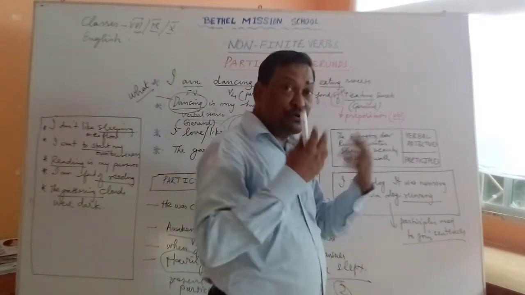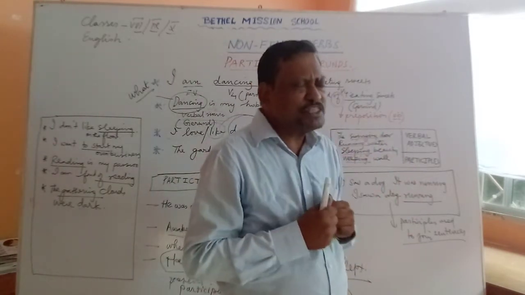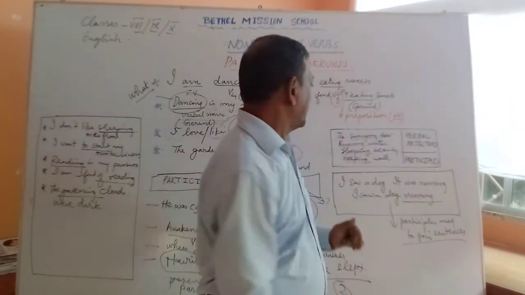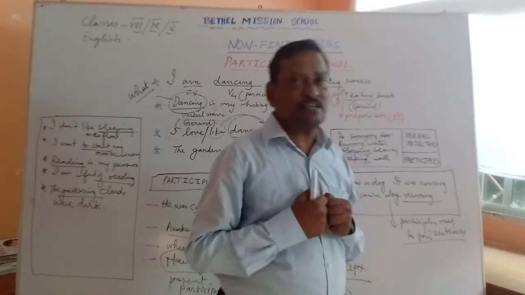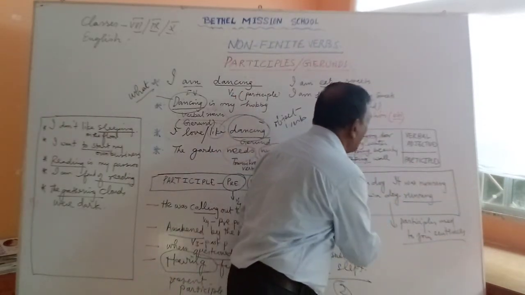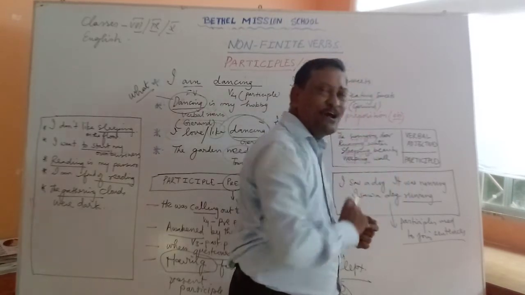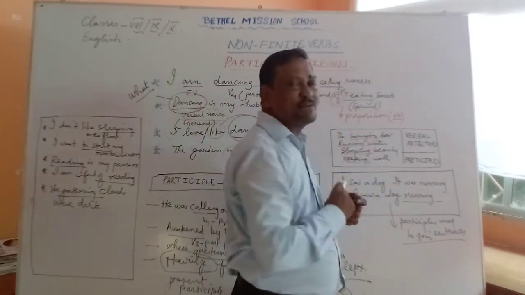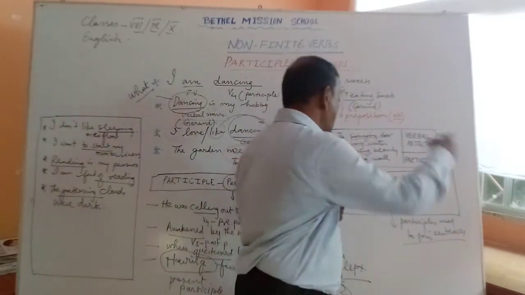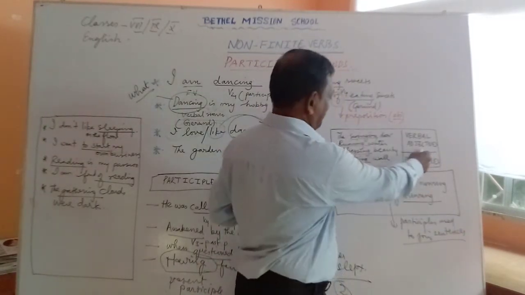Weeping wall. If you go to Israel, you will find the Jews dashing themselves against the Wailing Wall. There is a wall. Okay. So they dash themselves against that wall and pray. So that wall came to be known as weeping wall. Wall is a noun. Weeping is a participle. Weeping qualifies the noun wall. Weeping is a verb again. Verbal adjective.